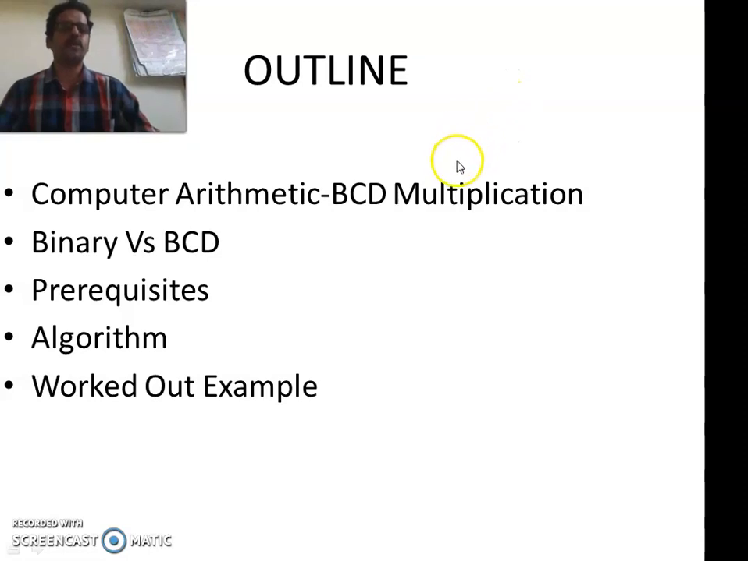This is the outline for our today's discussion. We are going to discuss about BCD multiplication algorithm under the unit Computer Arithmetic. These are all the subheadings that will help us to understand BCD multiplication algorithmic process in a better way. First, we are going to discuss about the difference between binary and BCD and why we need to go for a BCD arithmetic operation. Then we are going to discuss about the prerequisites for performing a BCD multiplication. Then we are going to discuss the algorithm of BCD multiplication, and finally we are ending up the session with a worked out example.